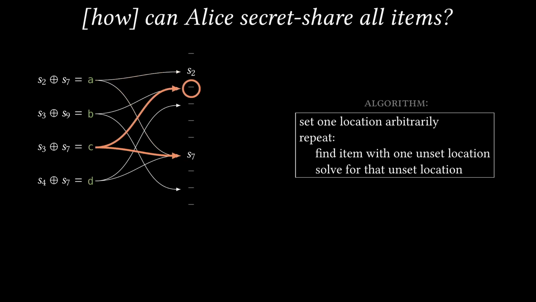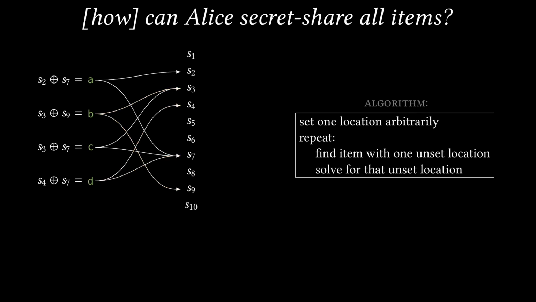For example, item C is assigned to bins 3 and 7, and so far only bin 3 is unset, so she can solve for the value to put in S3. And she can continue until all relevant positions of S are set. If there's any positions left over, their values don't matter and they can be set arbitrarily.